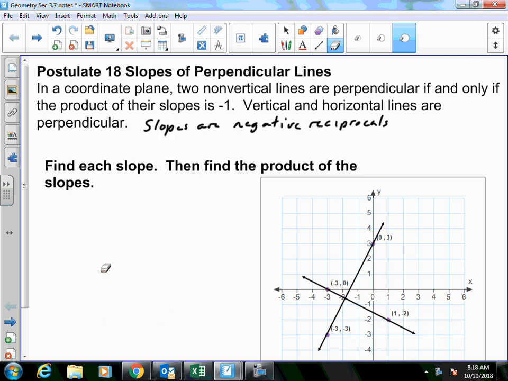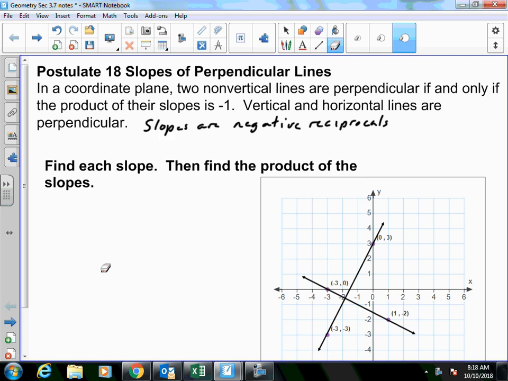All right, so postulate 18, slopes of perpendicular lines in a coordinate plane. Two non-vertical lines are perpendicular if and only if the product of their slopes is -1. Vertical and horizontal lines are perpendicular. So if we know it's a vertical line and a horizontal line, then we automatically know that they're perpendicular.